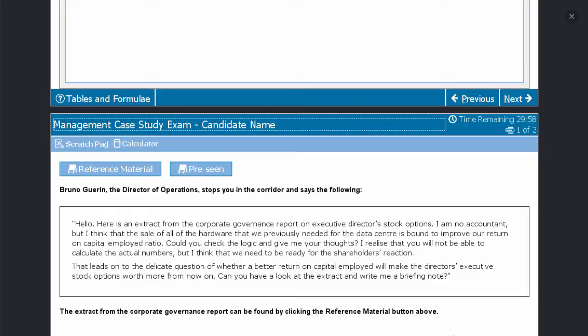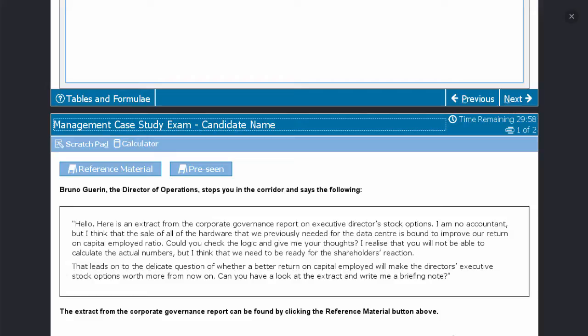Now, this particular question is saying here is an extract from the corporate governance report on executive director's stock option. I'm no accountant, but I think that the sale of all the hardware that we previously needed for the data center is bound to improve our return on capital employed ratio. Could you check the logic and give me your thoughts? I realize that you will not be able to calculate the actual numbers, but I think that we need to be ready for shareholders' reaction.